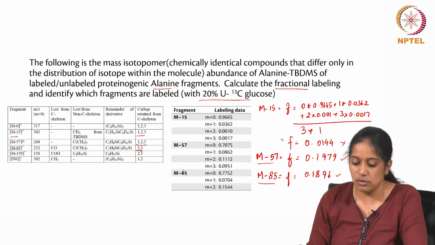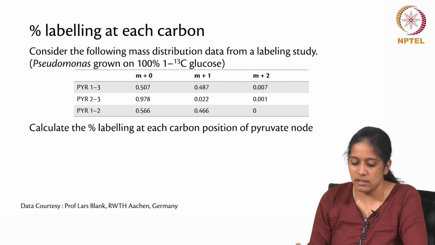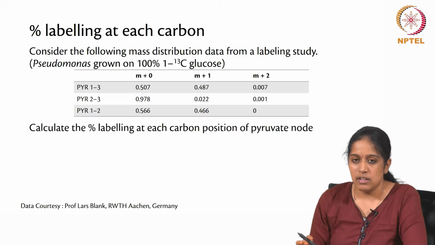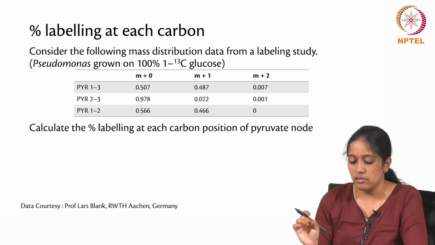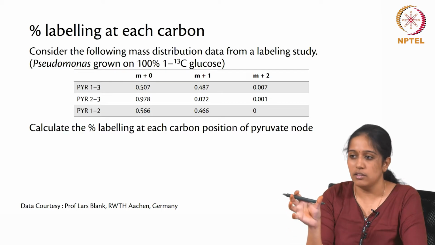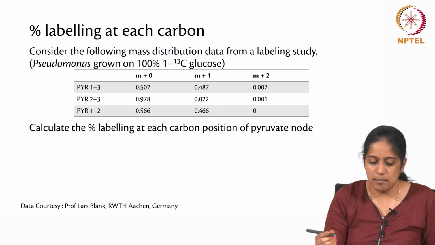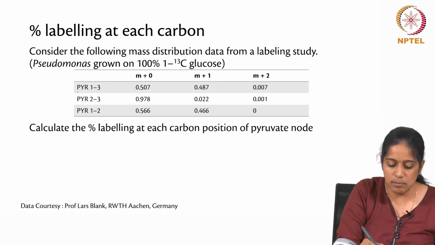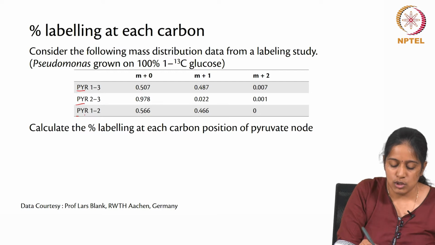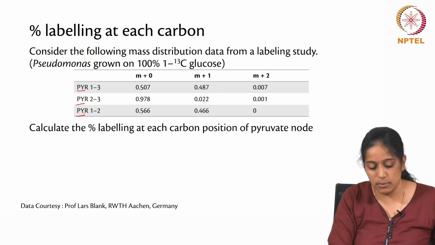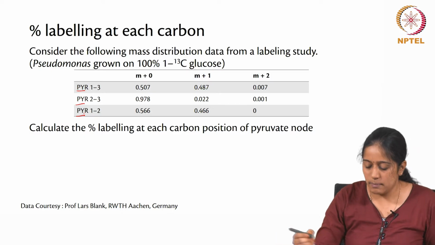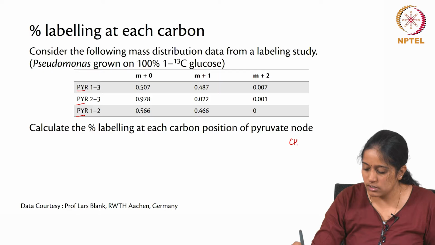So, these are a few examples, and in the next example we will try to see how to calculate the percentage labeling at each carbon in a given molecule. So, if you have say pyruvate, here I take the example of pyruvate. Pyruvate, as we all know, is a 3 carbon compound, and it basically has CH3 C.